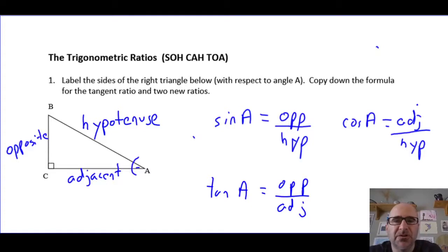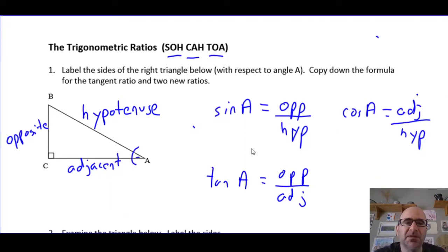You can see that SOH CAH TOA is a way of remembering which ratio is which. So sine is opposite over hypotenuse, cosine adjacent over hypotenuse, and tangent opposite over adjacent. So just to review, remember what this means. This means that if you have an angle A, the sine of A tells you what the opposite divided by hypotenuse must be, okay? The tan tells you what opposite over adjacent must be, and the cosine tells you what adjacent over hypotenuse must be.